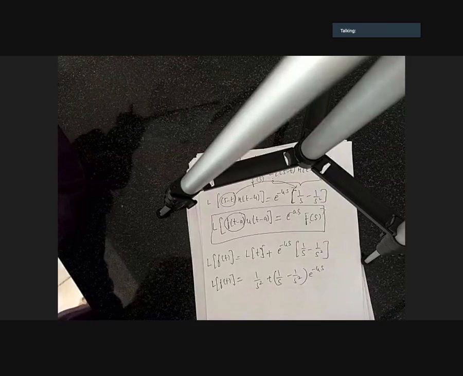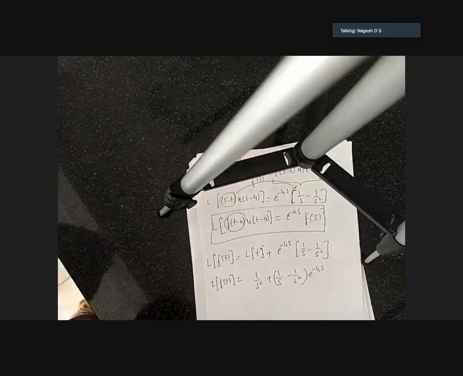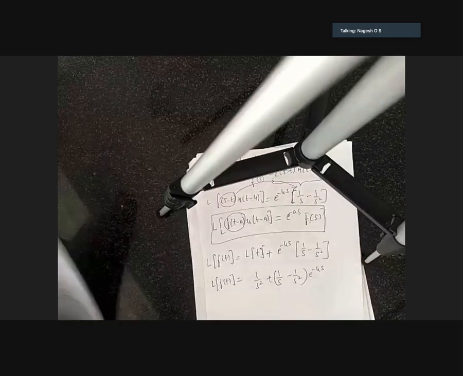Understood? Or you want me to explain this again? See, once again, if you have any doubts, you can ask. Understood or what? Okay, still some of them have confusion. I will do it from the starting itself.